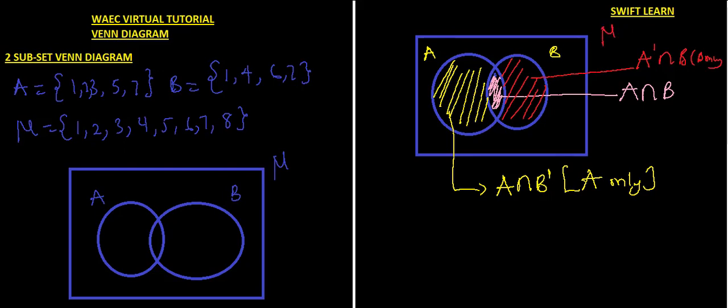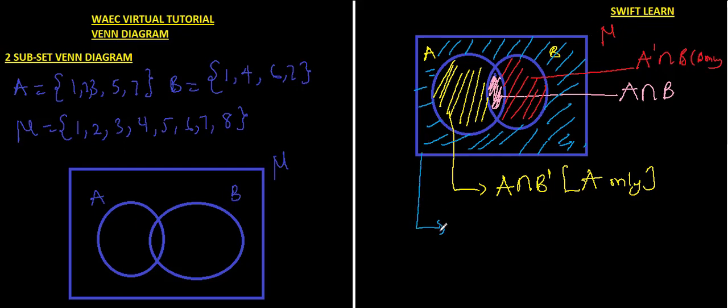Now for this one, where everything is outside, what will you call it? This part that is outside means it is not in A and is not in B, but it is part of the universal set. So that would be A union B complement. It means it's trying to tell you that it is part of the universal set, but you cannot find it in A, neither can you find it in B.